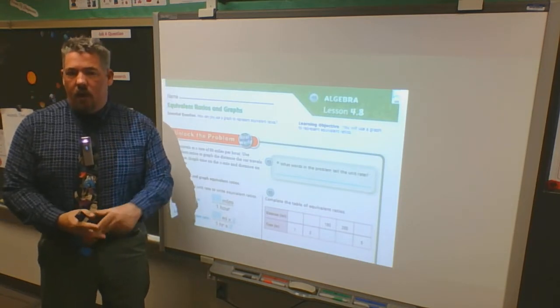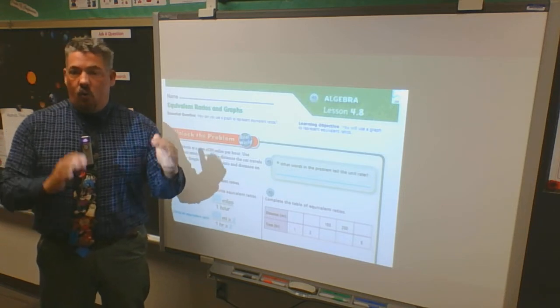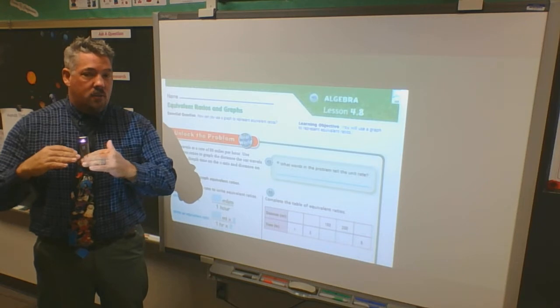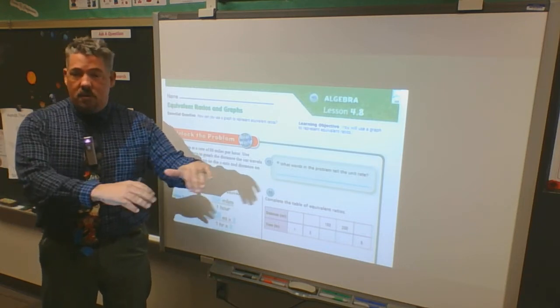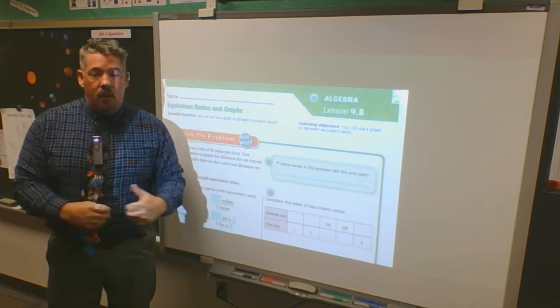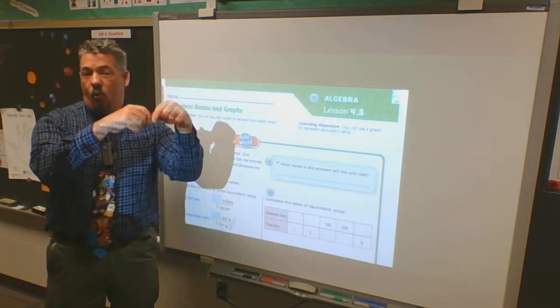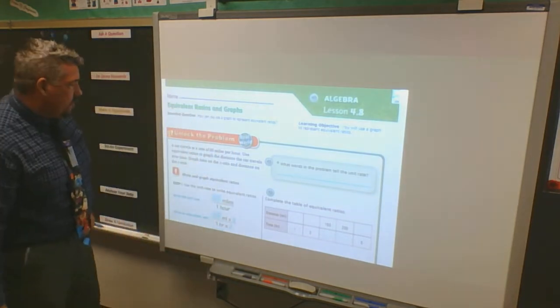Remember, on plotting, we have 2 points we have to have in our ordered pair. Ordered pairs are parentheses with commas. Our first one is our X, which tells us to run forward if it's positive, backwards if it's negative. Our second one is our Y. It tells us to jump up if it's positive or jump down if it's negative.